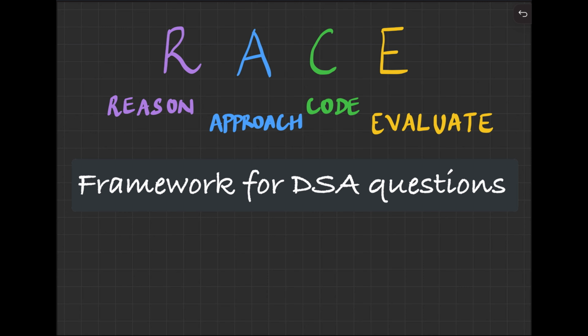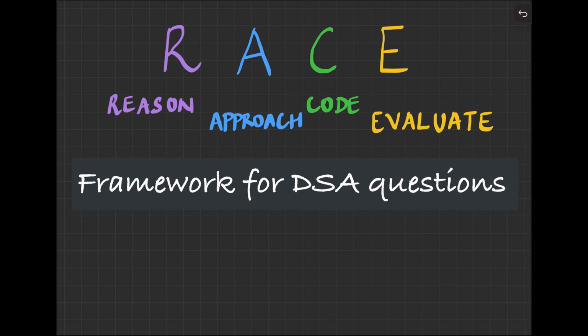So RACE is an abbreviation where R stands for reason, A for approach, C for code, and E for evaluate. When you're presented with a DSA question, the first thing that you do is you start reasoning about the question. This is a section where you reread the problem statement, you ask clarifying questions if it's an interview setup, and you look at the examples. Your end goal from this section will be to get a very solid understanding of what the problem statement is saying. With that understanding, we move on to the approach section.